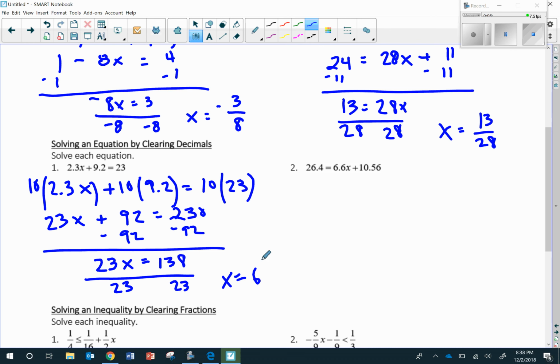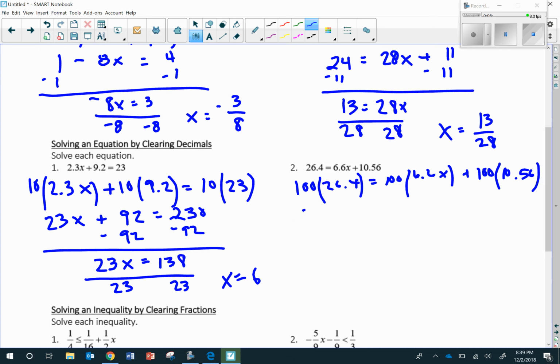All right. As I mentioned before, we're going to look to our decimal places to determine which power of 10 we're going to multiply by. And in this example with 10.56, we have two places to the right of the decimal. So we're going to multiply everything by 100. Let's go ahead and do that. So 100 times 26.4 equals 100 times 6.6x plus 100 times 10.56.